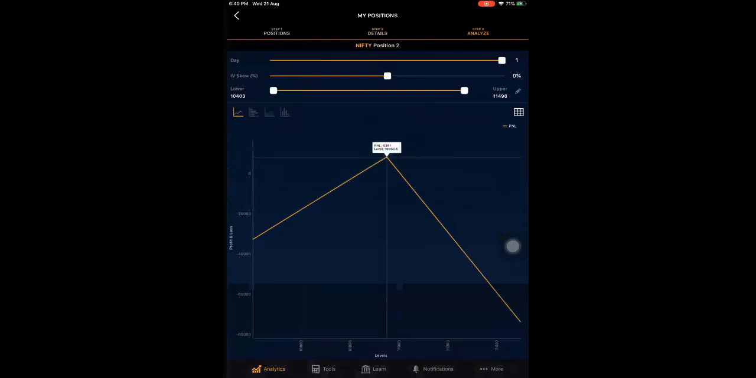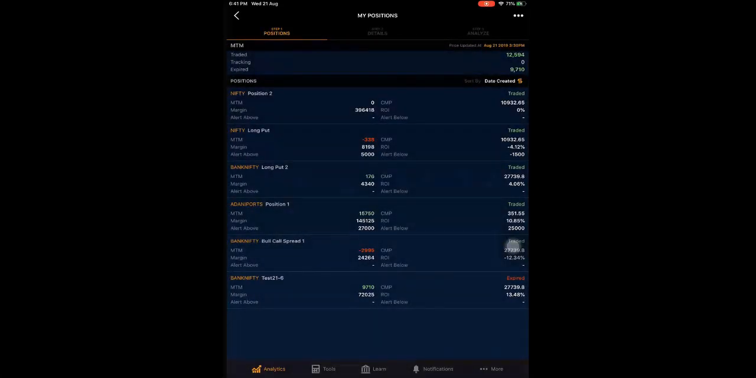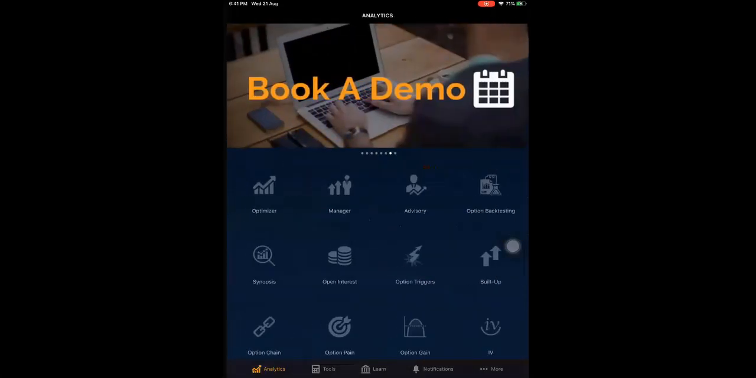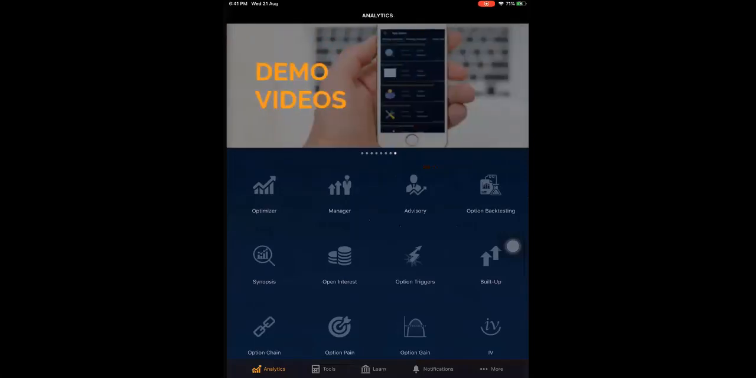You can add your custom strategy. I guess the number of leg addition is 25. So if you have something more, you do write back to us at support@quantsapp.com and we could extend it to your particular account also. But by default, you can add 25 legs to your strategy. So this way, Optimizer Manager helps you to analyze, get the strategy and manage it.